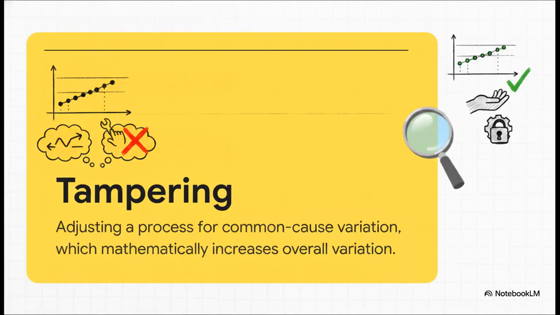Finally, as a quality detective, there is one huge trap you have to avoid, and that is tampering. Tampering is when you start adjusting the process in response to common cause variation, meaning you make an adjustment when a point falls entirely inside the normal control limits. If you tweak a machine just because a point was a tiny bit high but still totally within the limits, you're actually injecting your own adjustment error into the natural process error. Mathematically, that increases the overall variation. If a point is inside the limits, deciding to do absolutely nothing is an active, correct, and professional decision.